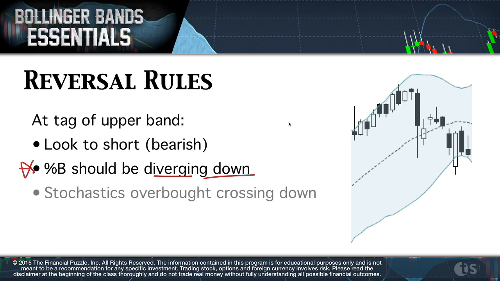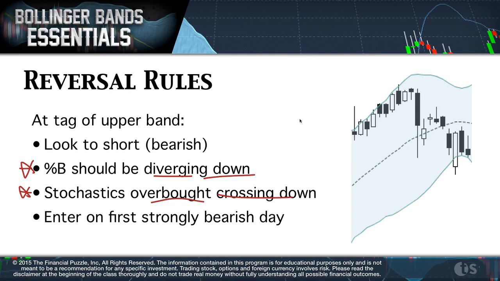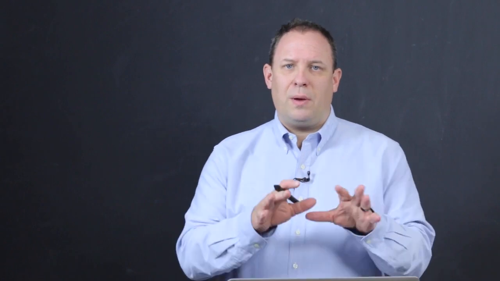We're diverging bearish there. And we also are looking for your stochastics or some other oscillator to be overbought and crossing down. Again, that's a distinction that we've not had with the other trades. And then finally, here's what we want to do. We want to enter on the first strongly bearish day following this setup, and then flip around, turn around, set a stop on your parabolic. So notice this is a totally different picture than what we've looked at for the squeeze and for the trend trade.